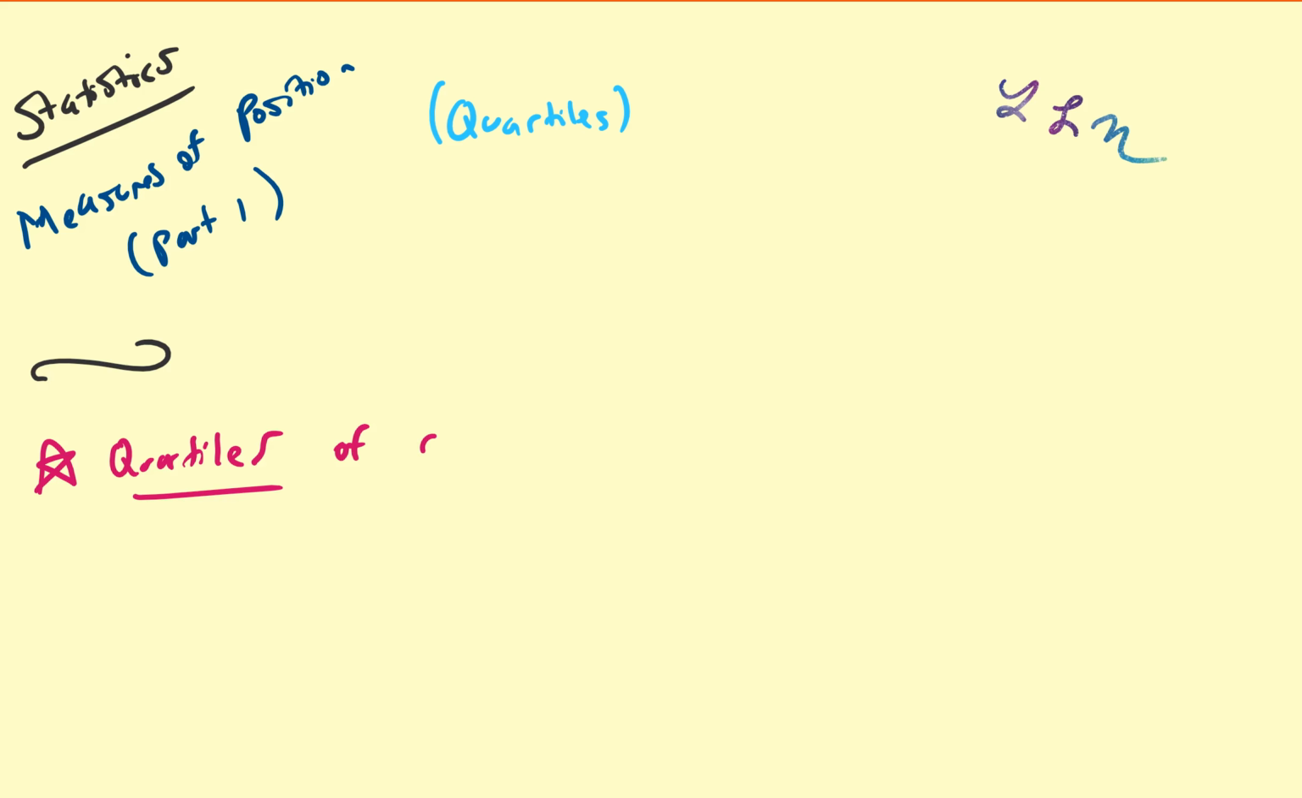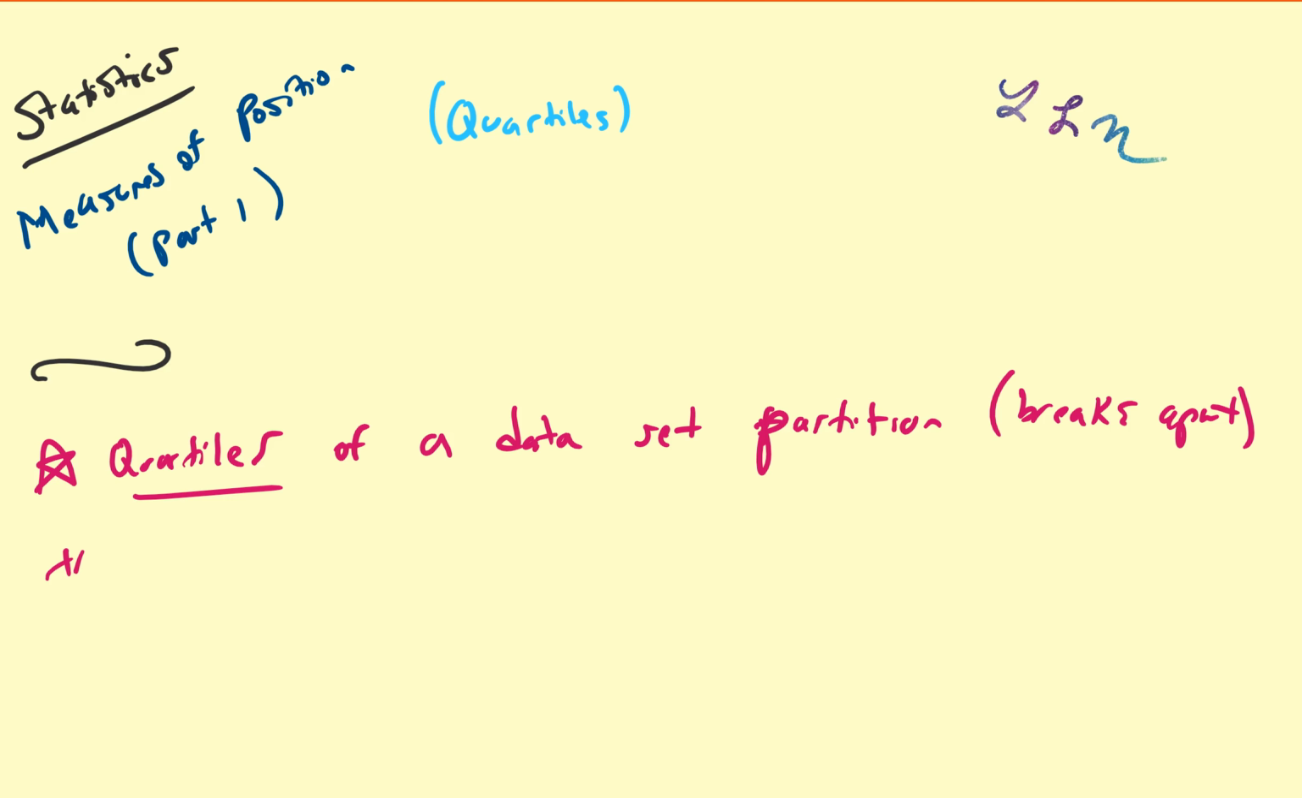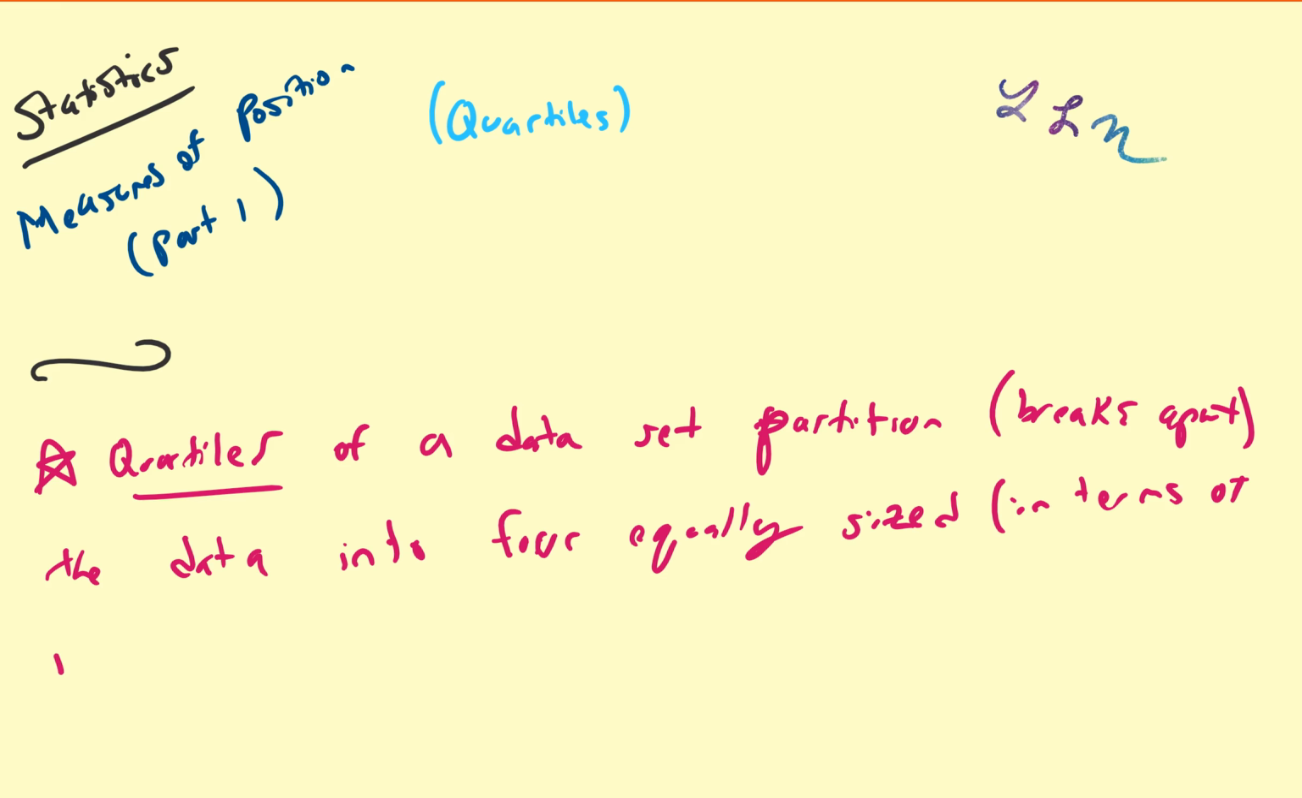Quartiles of a data set partition, or break apart, the data into 4 equally sized, in terms of number of data points, sets, including the boundaries.